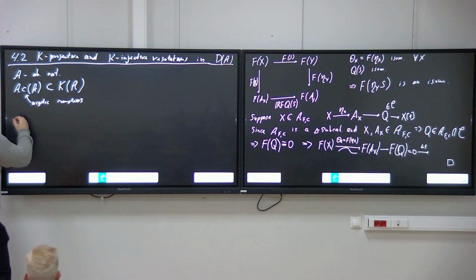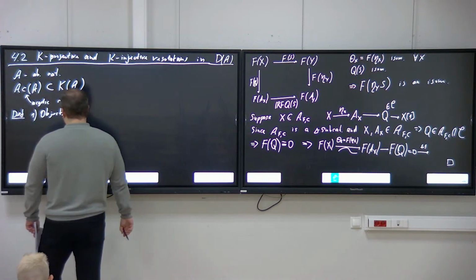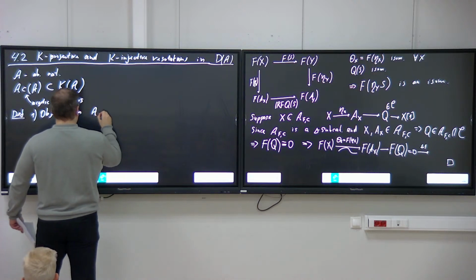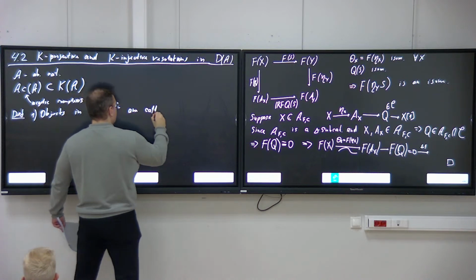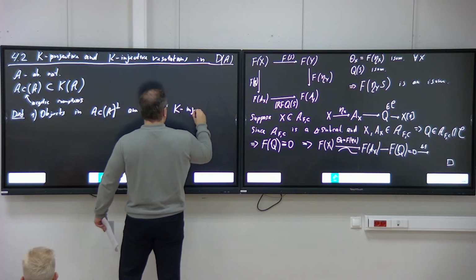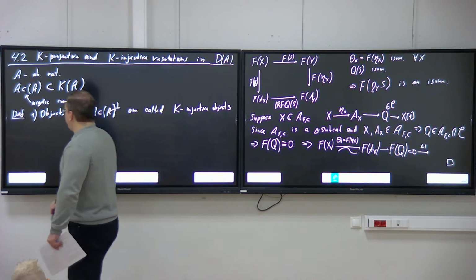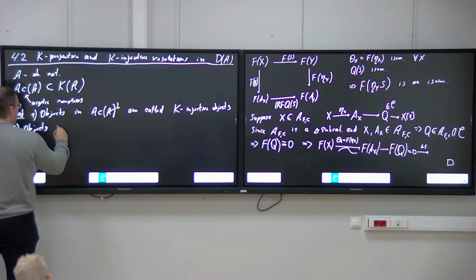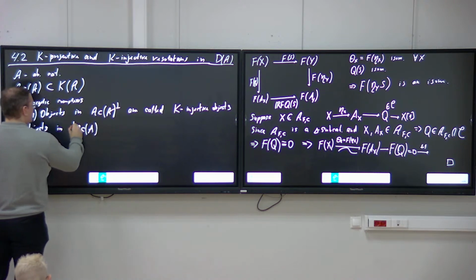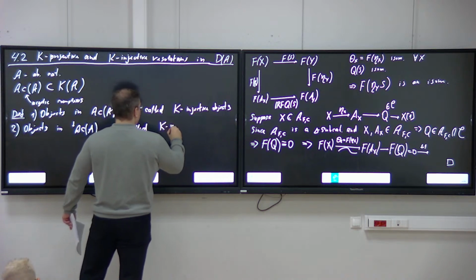And definition now, the first part: objects in the right orthogonal of AC of A are called K-injective objects, and of course the dual part is that the objects in the left orthogonal of the acyclic complexes are called K-projective.